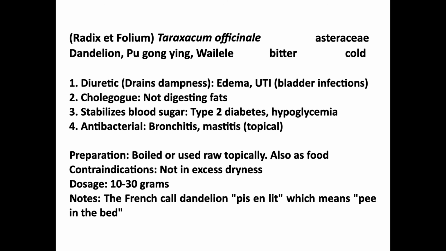Number 4 would be antibacterial. That's the function. What is it? That's what it does. What's it for? It's for bronchitis, which is oftentimes a bacterial infection in the lungs and the bronchi, or mastitis, which is a bacterial infection in the breasts, usually in nursing mothers, and it would be used topically. Preparation, you can boil it or use it raw topically. And it's also a food. The leaves are also food.